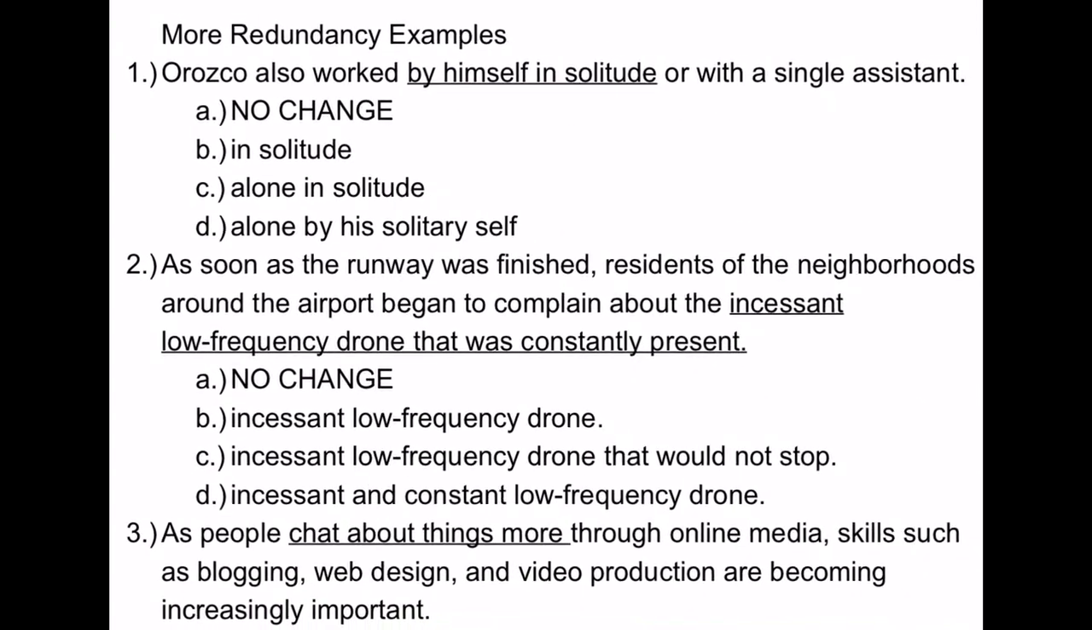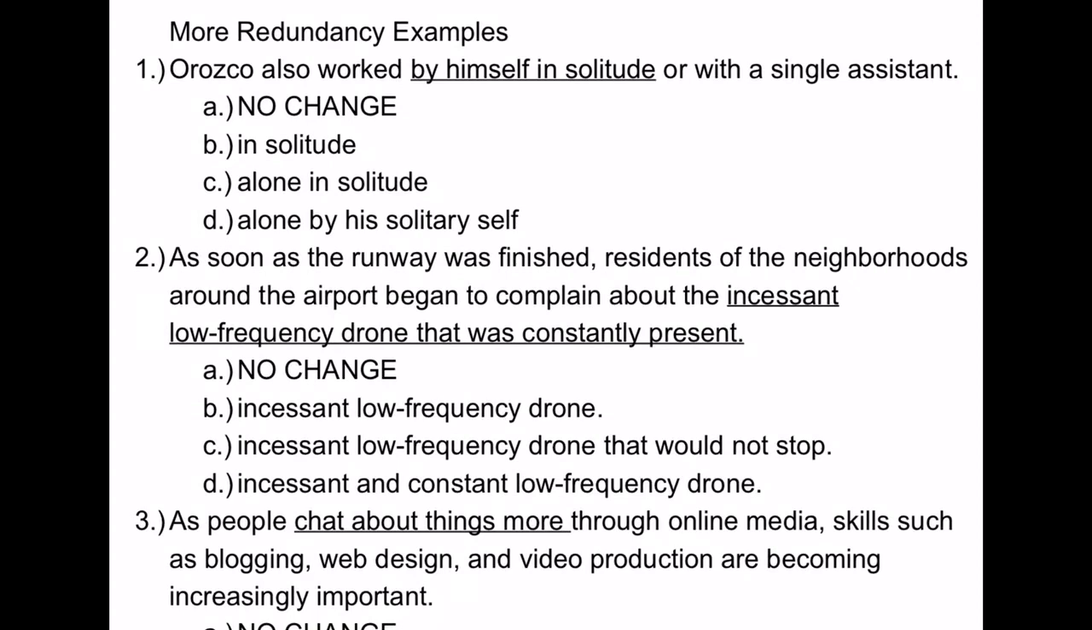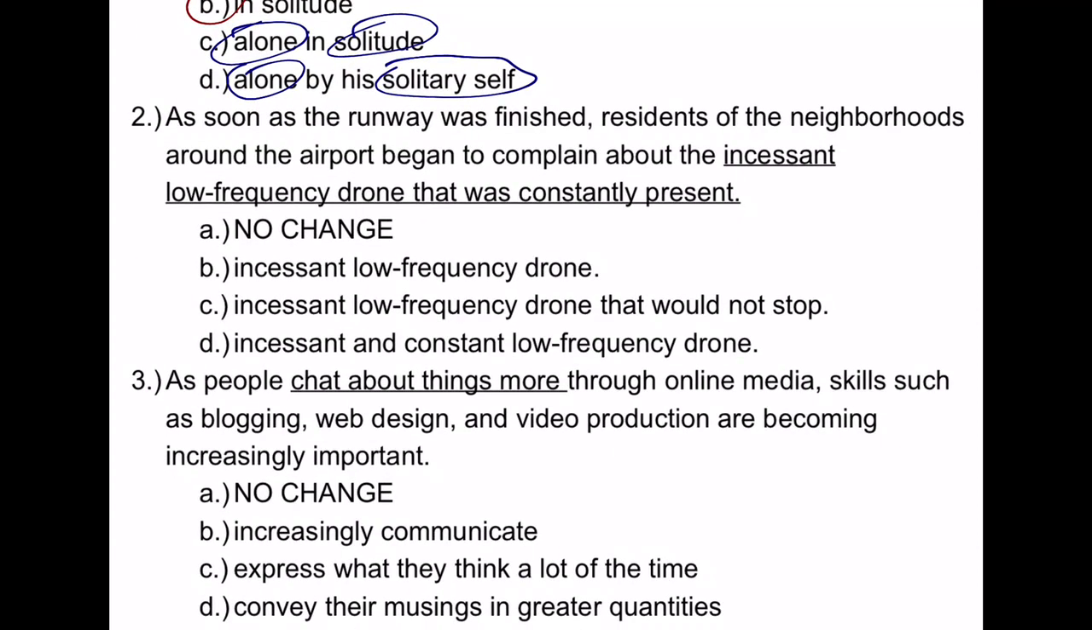Some more redundancy examples. Orozco also worked by himself in solitude, or with a single assistant. So by himself and in solitude, alone in solitude, or alone by his solitary self, all of these are redundant. The one that doesn't repeat is B, in solitude. For number two, covered in the examples before, incessant, constantly, would not stop, and constant are all redundant. That's why B was the best choice.